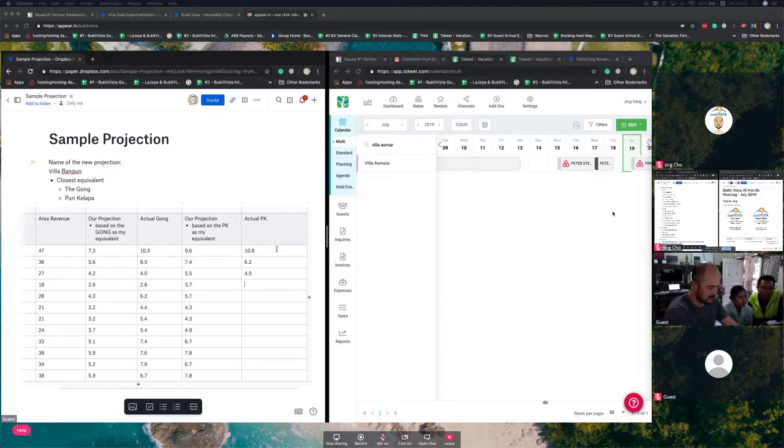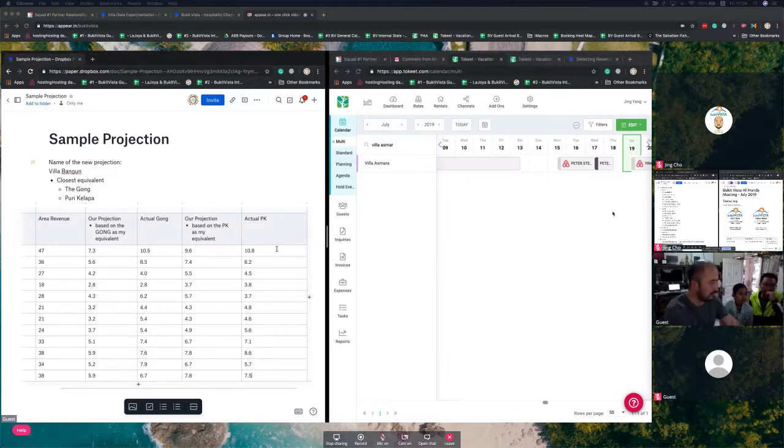Okay, the next one is 3.7, yeah. And the next one is 4.8. Okay. Next one is 4.6. Okay, next one is 5.6. Okay, next one is 7.1. Next one is 8.6. Next one is 5.7. And next one is 7.5.